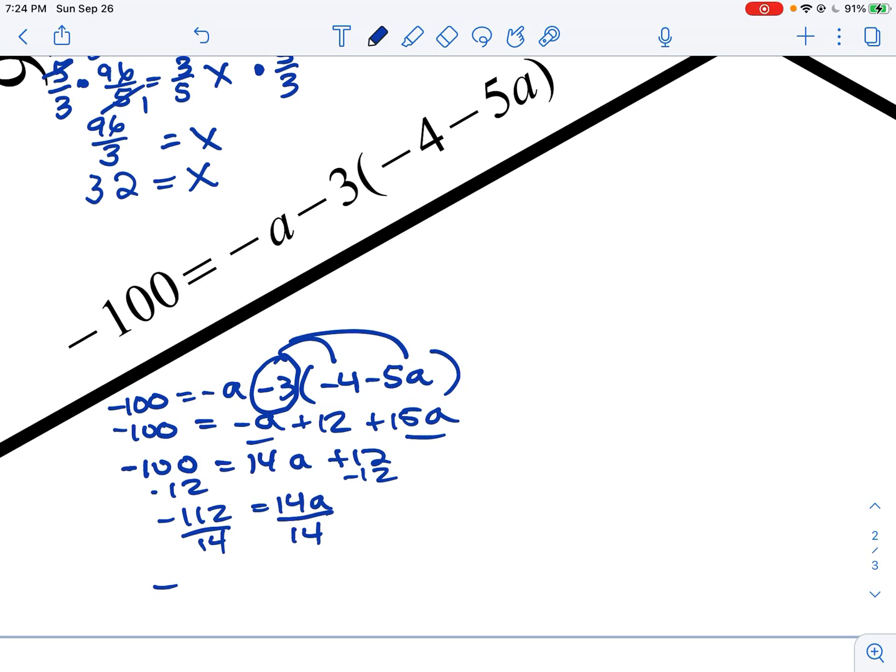14, let's see, that'll go in 2, 3, 4, 5, 6, 7. I'm thinking 8 times. So 14 times 8, that gets me 112. Yep. So the answer is negative 8 is equal to a. No, I did not use a calculator.